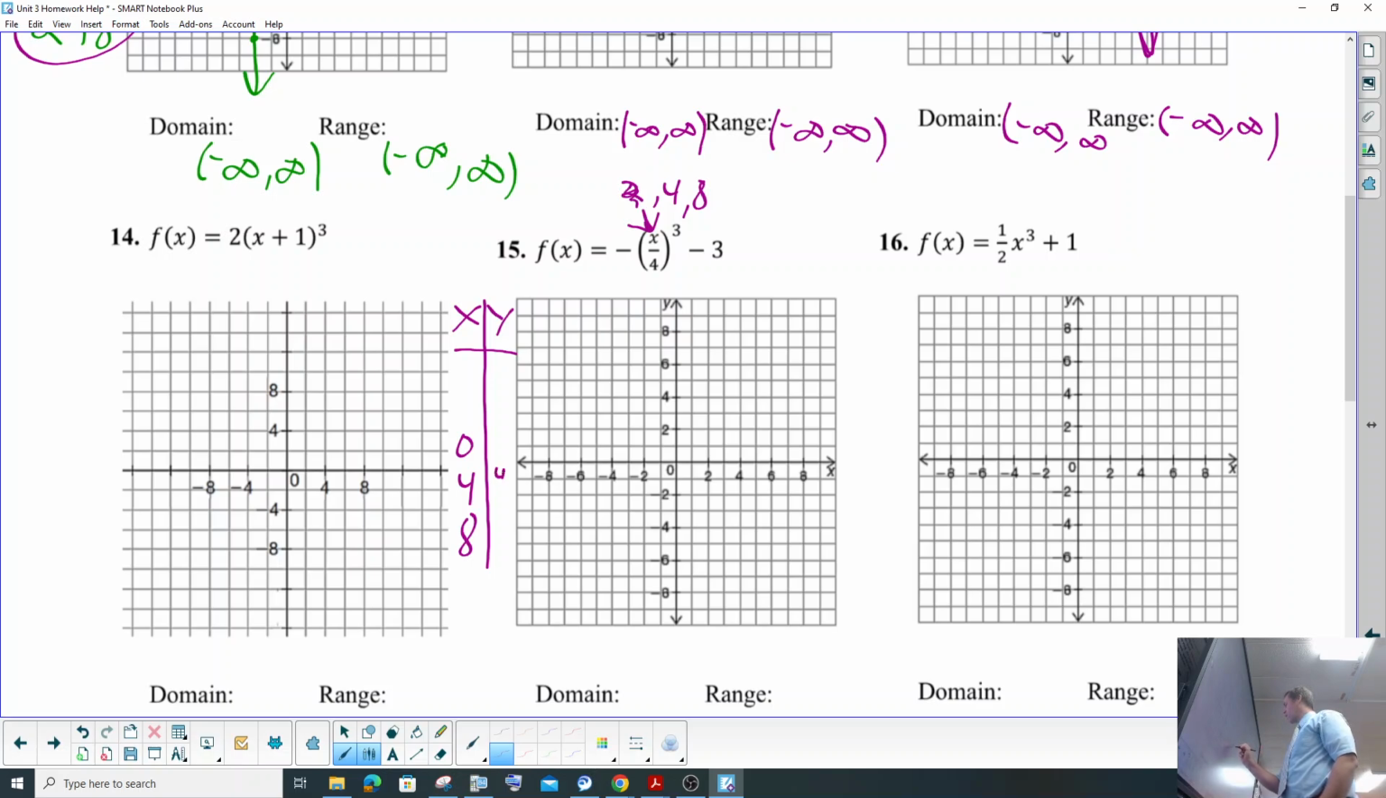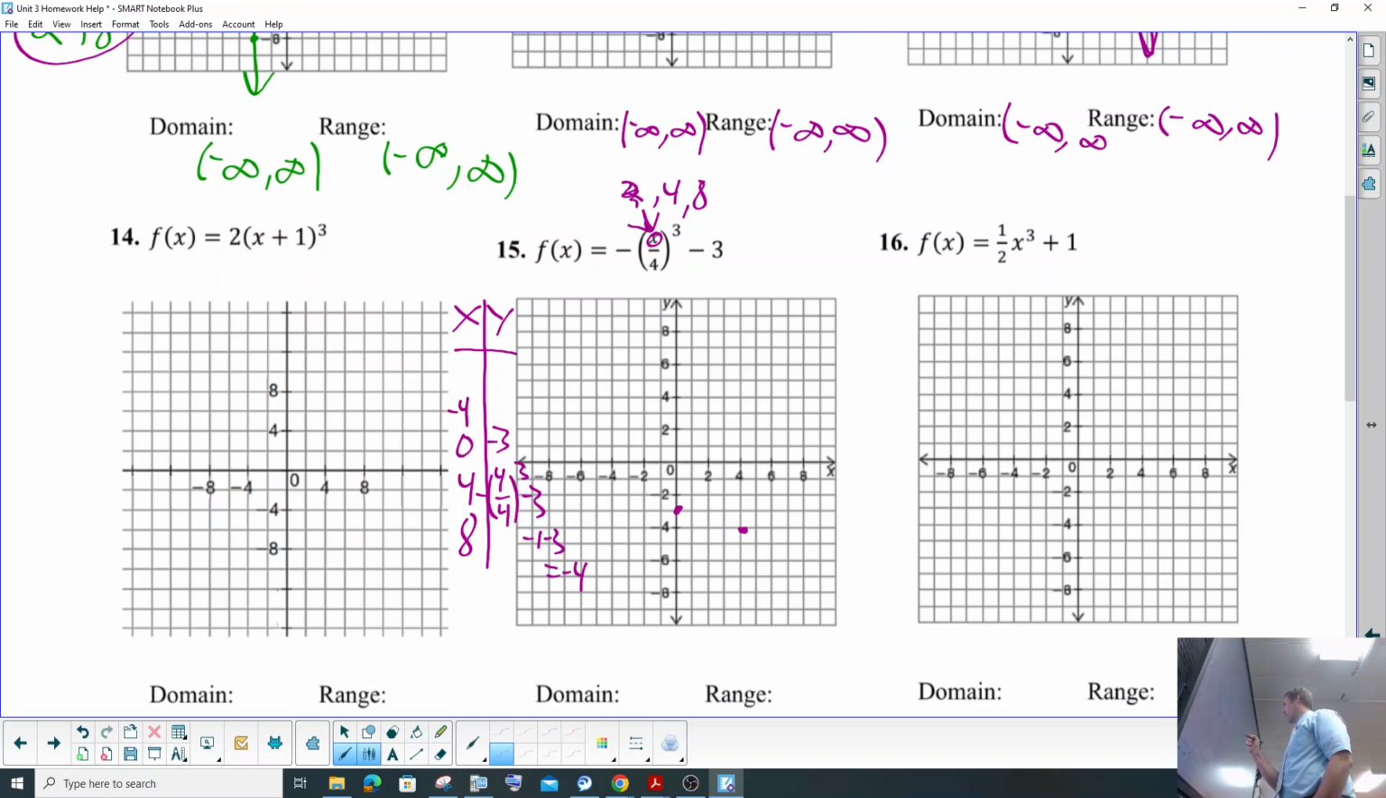And so 4 divided by 4 is just a 1 to the third power. Don't forget there's a negative in there. Minus 3. And so that gives us 1 to the third power is just a 1. And then negative 1 minus 3 is negative 4. So we're going to go over 4, down 4. Plug in a 0. Divided by 4 is just 0, so you get minus 3. So you plug in a 0, you get 3. Oh, is that a negative 3 or a positive 3? That's a negative 3, yeah.